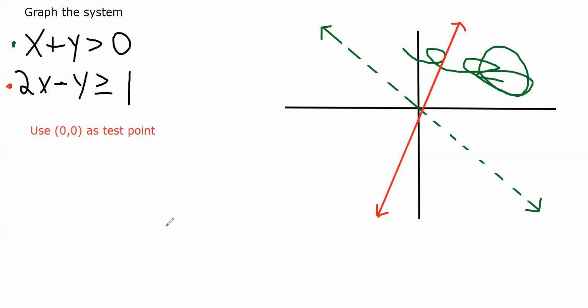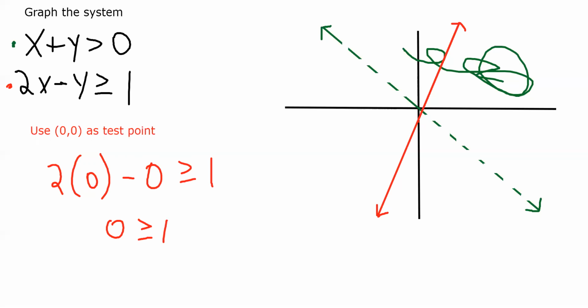So use 0, 0 as a test point. We're plugging it into the second inequality. There'll be 2 times 0 minus 0 greater than or equal to 1. We're trying to figure out whether this is true. Well, 2 times 0 is 0. It's just going to end up being 0 on the left-hand side once you subtract off 0. And then we're asking, is 0 greater than or equal to 1? No, that's a false statement.